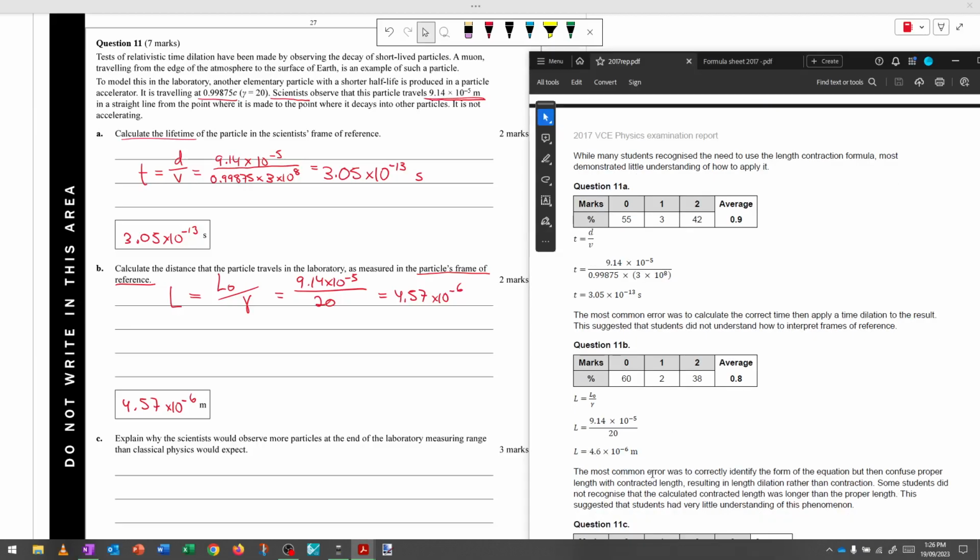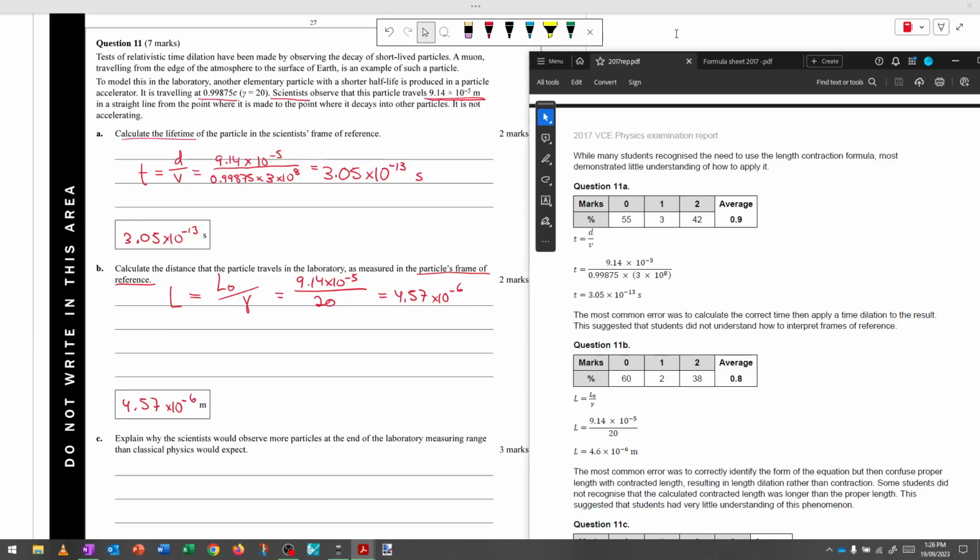Again, the most common error was to correctly identify the form of the equation, but they confused proper length with contracted length. So even when I'm doing these questions, I really have to sit down and think which one is going to be contracted, which one is going to be the proper, or if you're talking about time dilation, which one's dilated time, which one's proper time. I have to sit there and think.